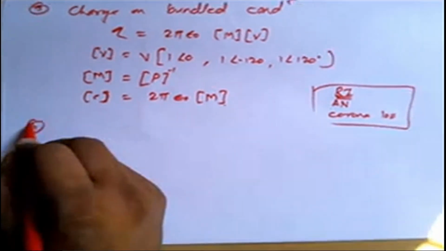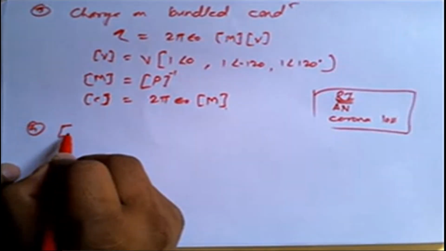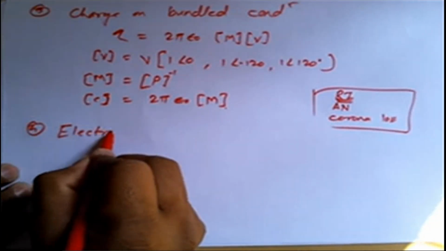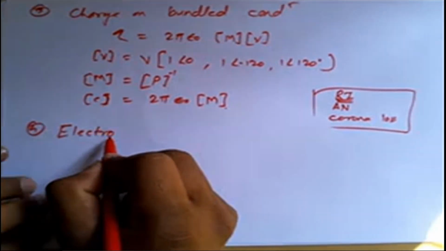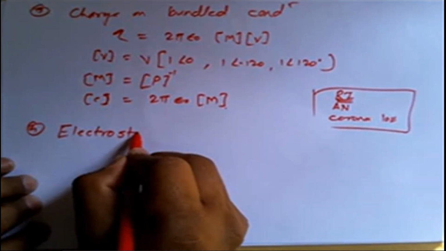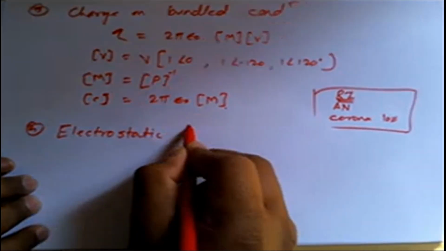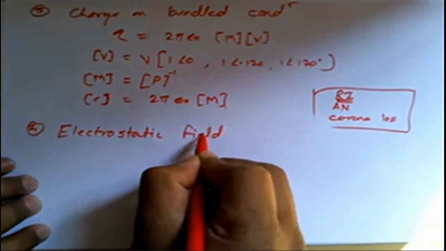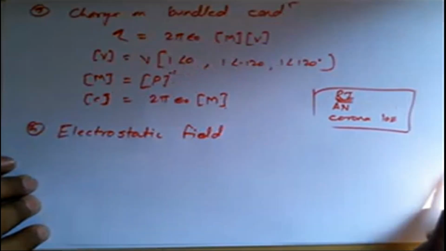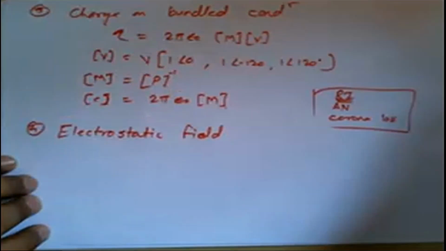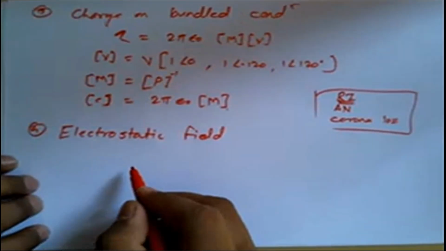Now the fourth point is the electrostatic field. These are the factors which should be considered for steady state design. We are going to see which are the factors which are affecting steady state design.